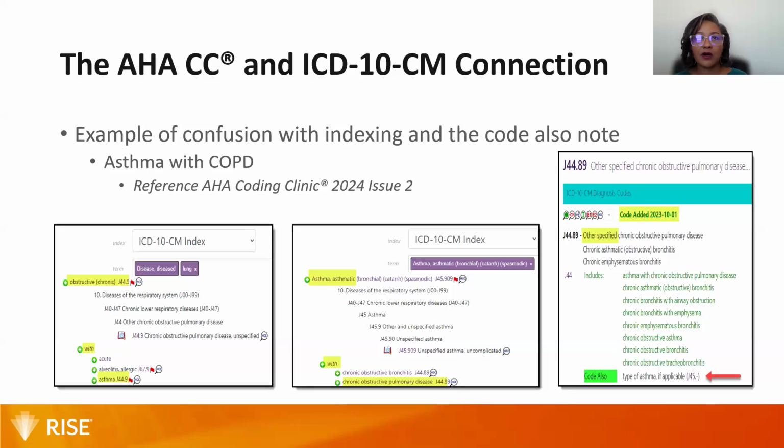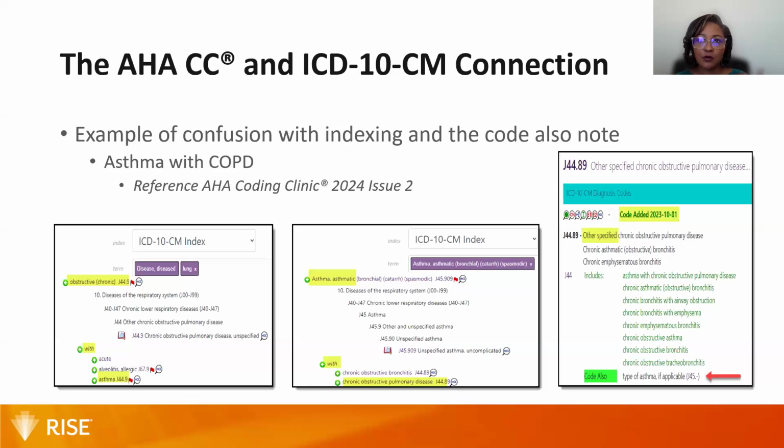So if you have mild intermittent asthma with COPD, you're going to code the J44.89 along with your severity of the asthma. Or if you have an exacerbation or something like that, you're going to code the specified form of asthma. It is inappropriate when you just have unspecified asthma. You're only going to code the J44.89 when you have COPD with asthma.